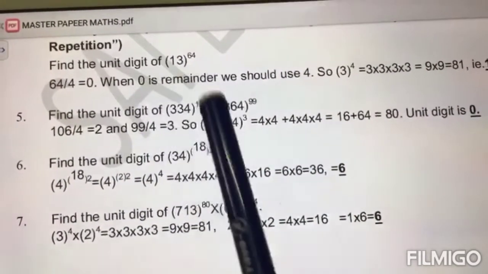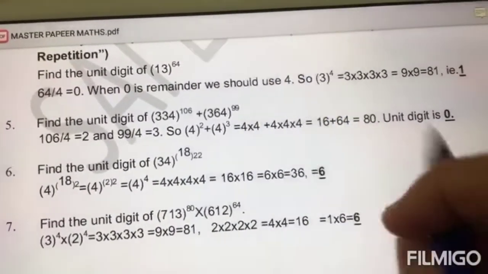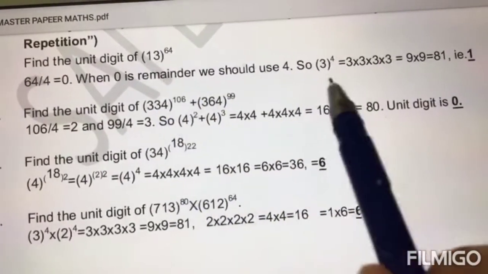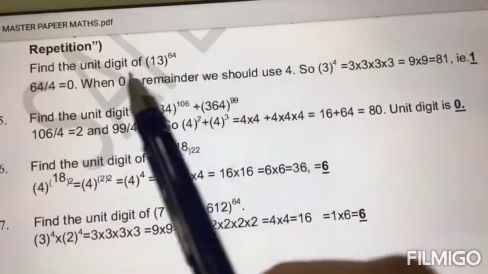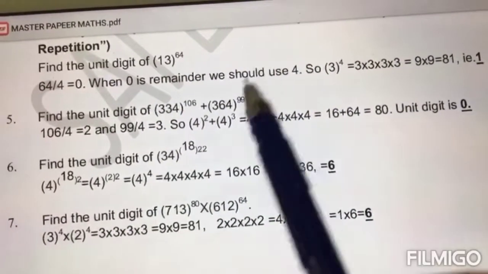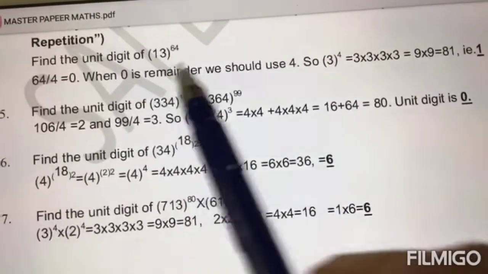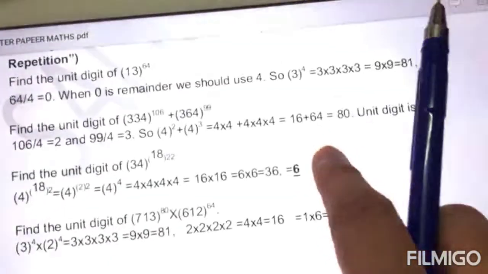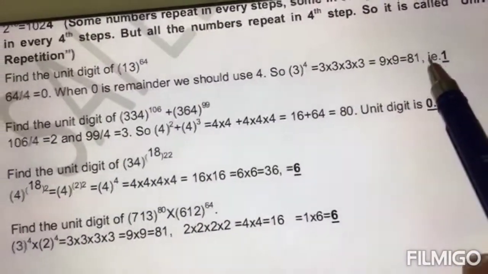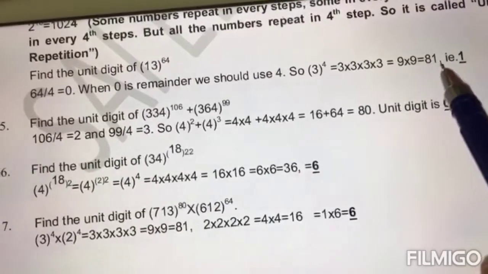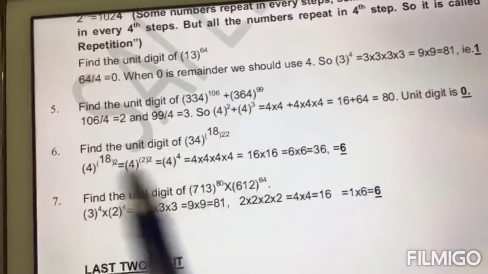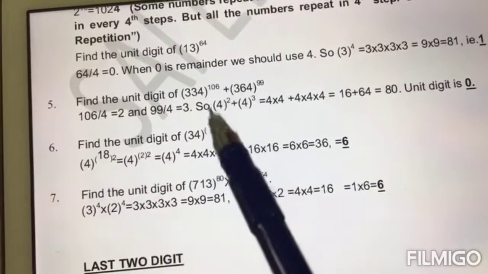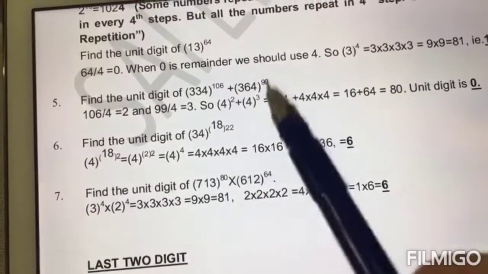So when 0 is the remainder, we use the units digit raised to 4. Remember, when there is a remainder, we take the units digit raised to that remainder. But when the remainder is 0, we take the units digit raised to 4. 3 raised to 4 is 81. Then take the units digit of this product, and that will be your answer to this question, same as what we did. So number 5 is the same. Please use the same method.